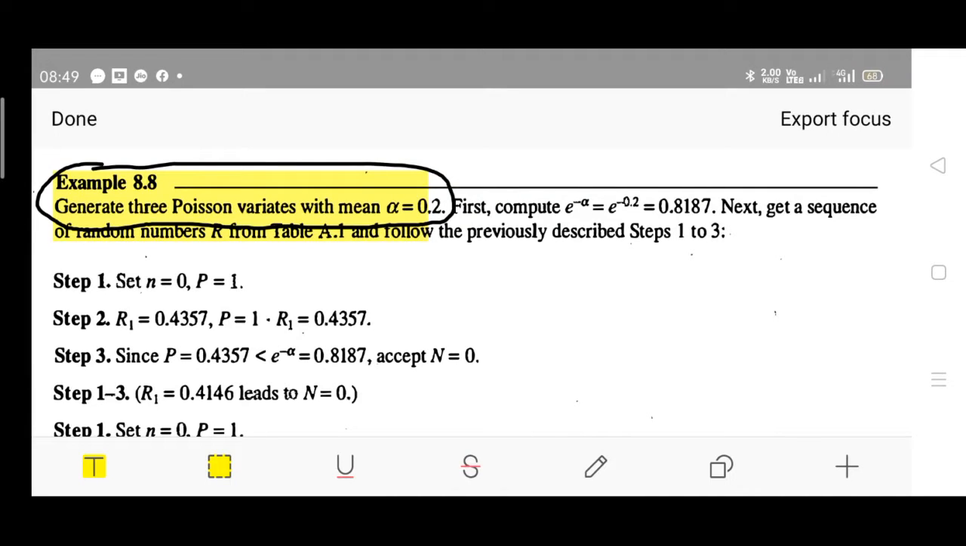Hello students, moving on to the example. In the previous video we discussed the Poisson distribution. Poisson distribution is one of the techniques under the acceptance-rejection test, right? So here, generate three Poisson variates with the mean value. Alpha is the mean value given, 0.2 is given.